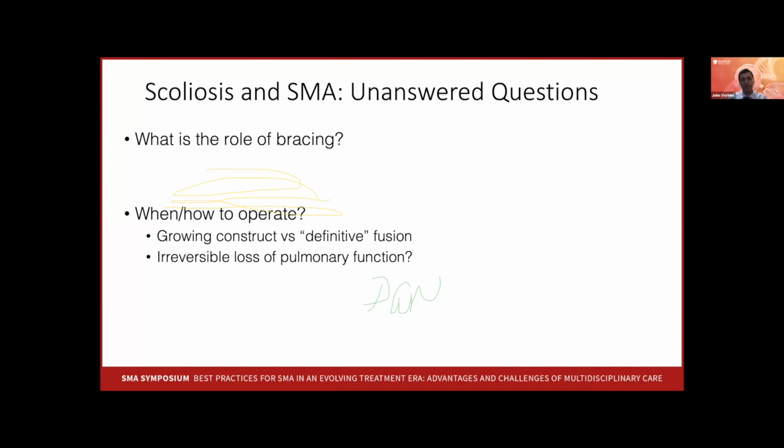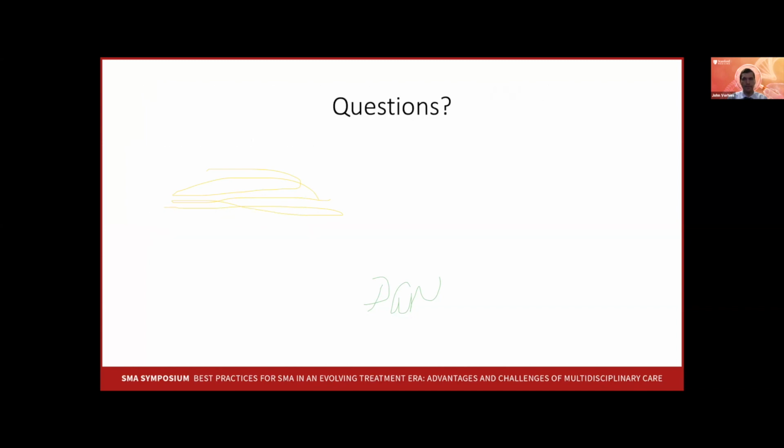Hopefully better pulmonary function and health-related quality of life data will help us answer those questions in the future. So thanks. So that's the end of the ortho session. So maybe we can pause if anybody has any questions about that, and then we'll move on to the wound care session.